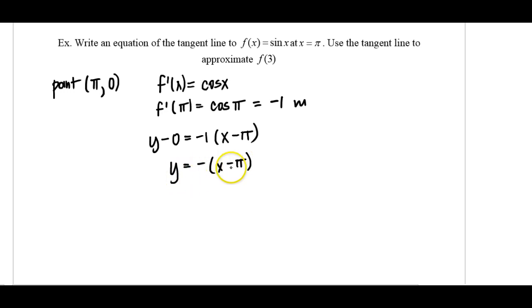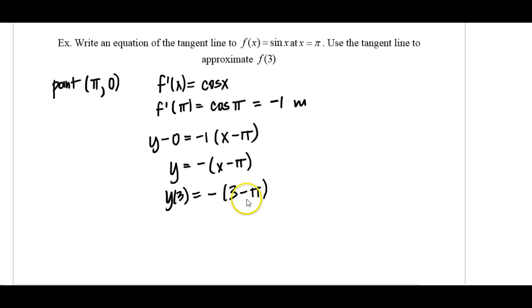So now we want to use this tangent line to approximate f of 3. So this one's actually different than the last one in the sense that I cannot just plug 3 into the sine function. I would need a calculator in order to solve that. But 3 is really close to pi, so we're going to be able to use this tangent line approximation and get a pretty close value. So here, if I substitute 3 into my tangent line, y of 3 is negative 3 minus pi.